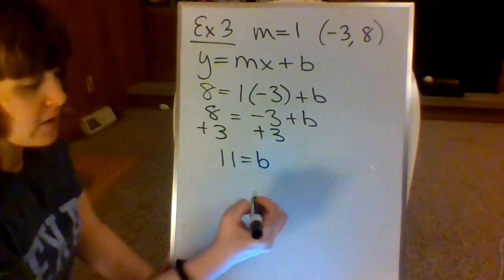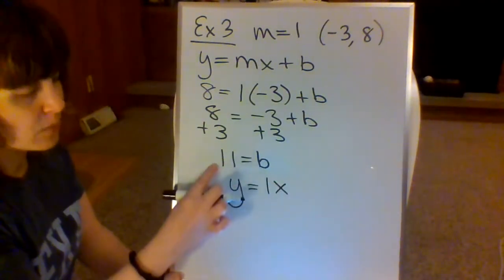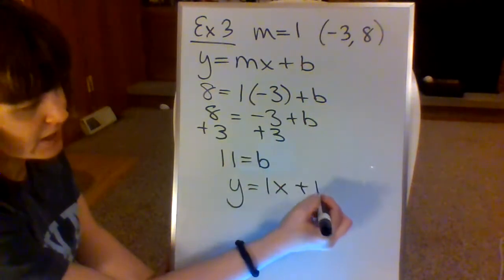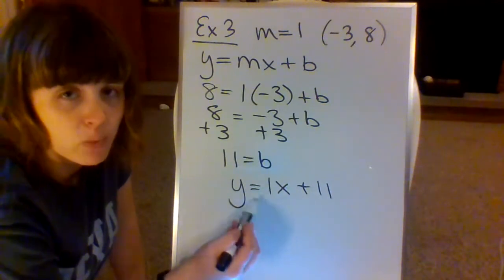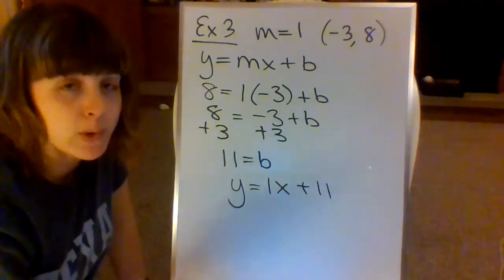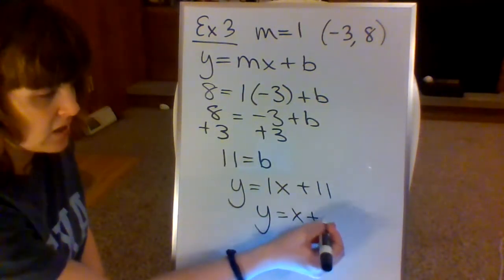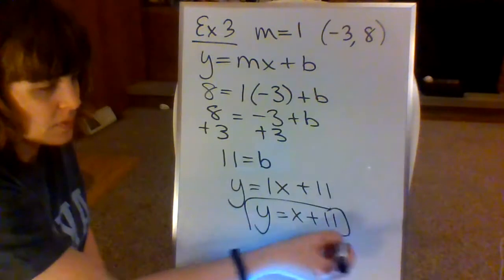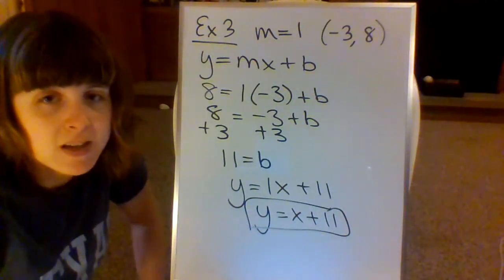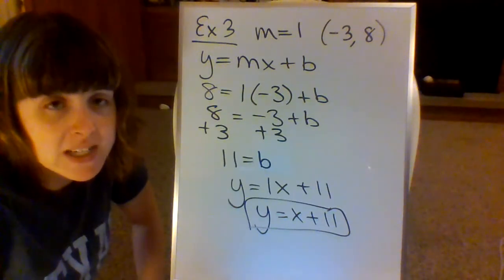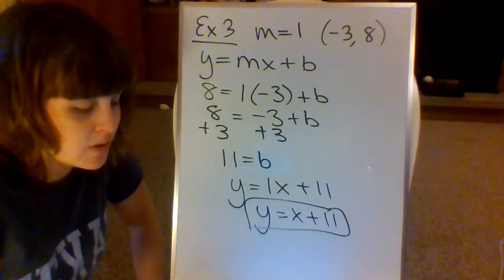And now we're going to take our slope 1. So y equals 1x plus our b, our y-intercept, so plus 11. Now, technically, in mathematics, people don't write it like this. They don't put 1x. They just write x to keep it more concise. So our equation is actually y equals x plus 11. Like that. Hopefully that's making sense so far. If it's not, you can let me know, and I will help you.